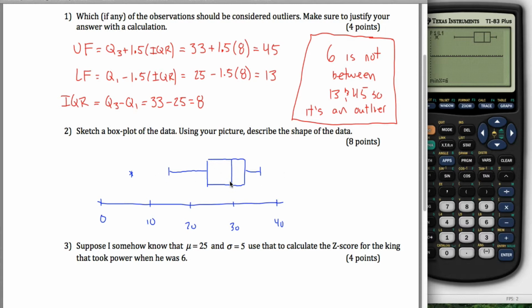It's further from the median to the first quartile than it is from the median to the third quartile. Sorry, the median to the third quartile is shorter than the median to the first quartile. And then we have these observations way lower down here. Anyways, the point I'm trying to make is I got a tail going out to the left, so it's left skewed.